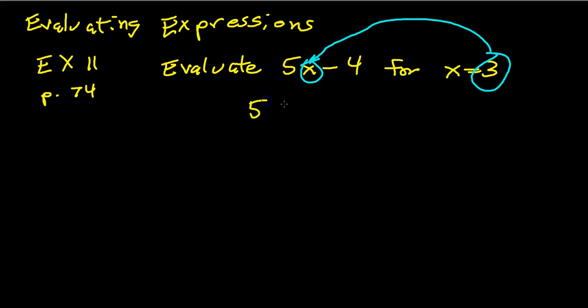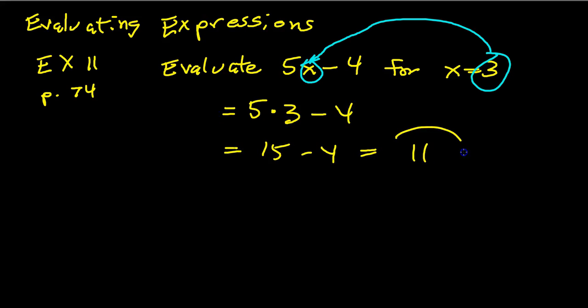Well, this one's a little easy, maybe a little too easy. So I'll have 5 times 3 minus 4. 5 times 3 is 15, and 15 minus 4 is, of course, 11. But I'm betting we all knew that. Let's look at one a little more difficult.